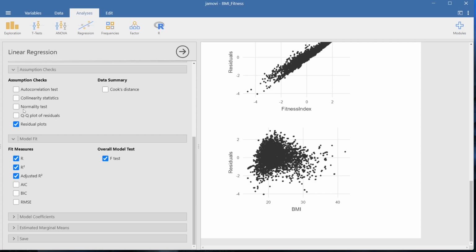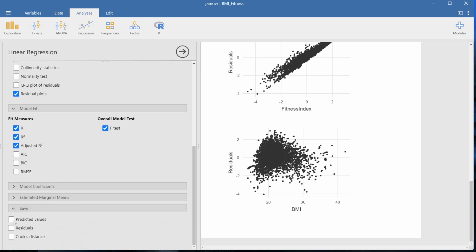There is some more stuff that we can do up here, but I'm going to save them and do them one at a time. So I'm going to save the predicted values and the residuals. And then if you go on to study a little bit more statistics, you could have a look at the Cook's distance as well.